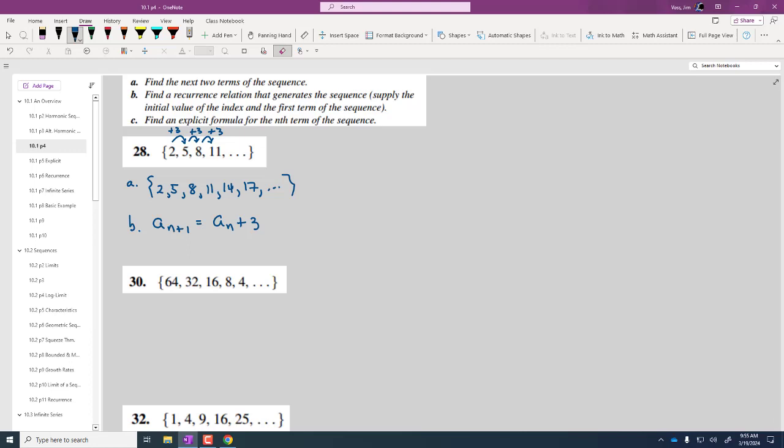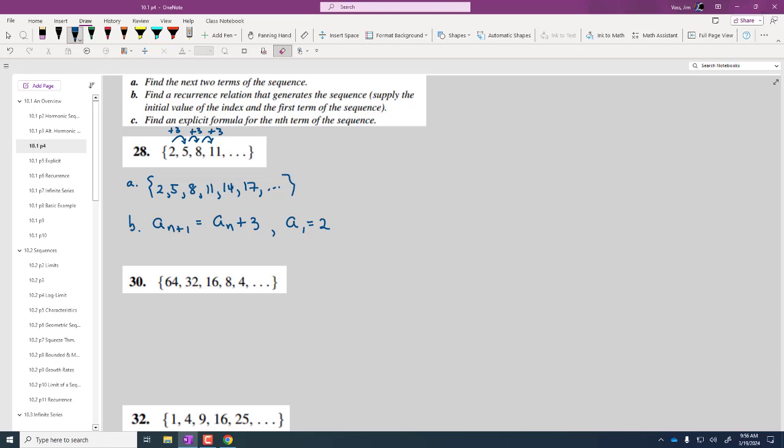And do you also need to define where the first term starts? Technically, for a recurrence relation, you need to know where we're starting. We need to know what the first term is. We can't add 3 to a term unless we know what term we're adding 3 to. So what we normally will do is define the very first term. We'll say that a sub 1 in this case is 2. So if a sub 1 is 2, then a sub 2 is going to be 2 plus 3, which is 5, etc. So we need to know the starting point.